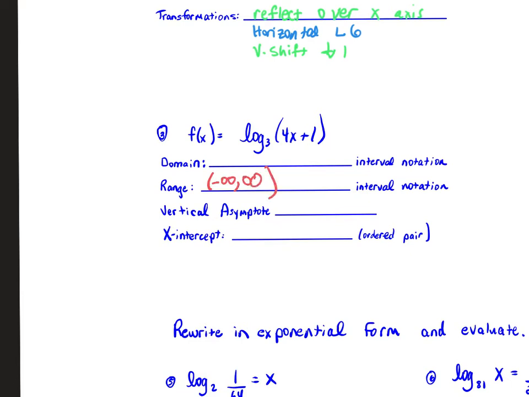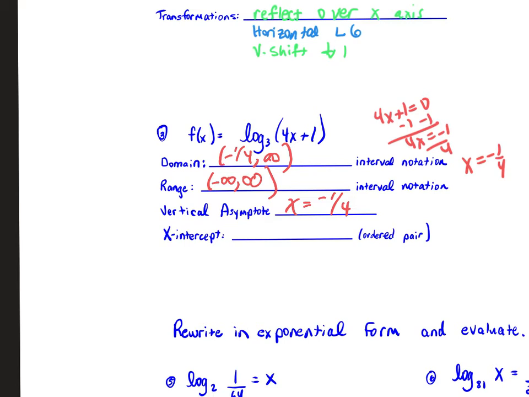And then when we talk about domain and vertical asymptotes, they go hand in hand. And the way that we find that is we set our parenthesis, our 4x plus 1, equal to 0. So I'm going to subtract 1 from both sides. I get 4x equals negative 1. Divide by 4, I get x equals negative 1/4. So my vertical asymptote is at the line x equals negative 1/4. There's no flips or anything like that, so I know that my domain is going to be from negative 1/4 to infinity. And then to find the x-intercept, we plug in 0 for y, which is our f of x.